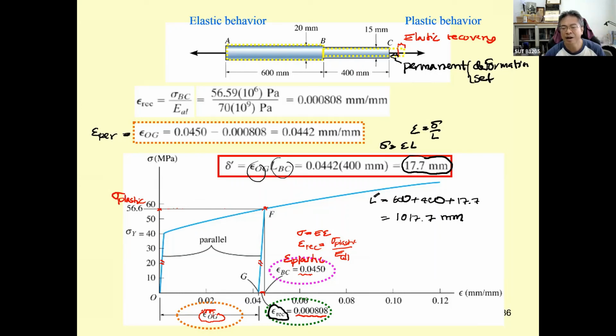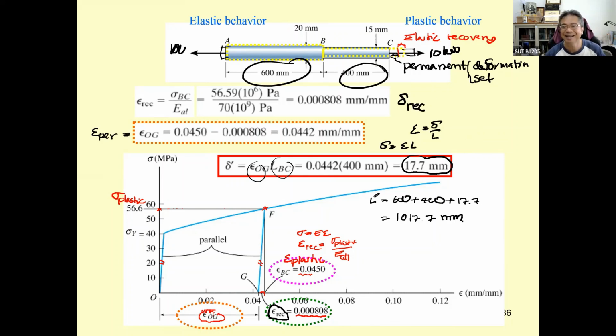That is going to be 1017.7 millimeter. So what we have is the first one at 1000 millimeter, the combination of this one, and then it is subjected to 10 kilonewton. With 10 kilonewton, the length changes to 1018.3 millimeter, and then when you release the force, you have this one. And what is going to be the deformation of the recovery?